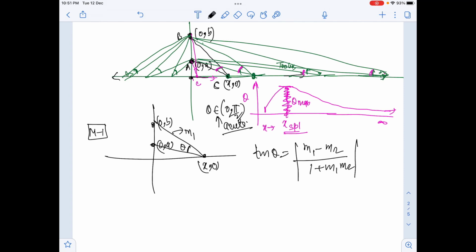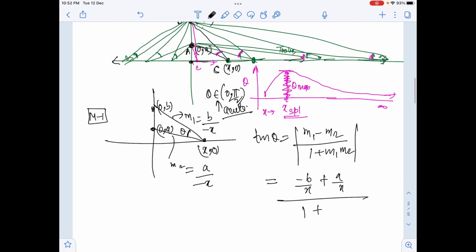Now what is the slope of this line? Let's call this m1 and this line m2. So what will be the value of m1? m1 is b by minus x, and m2 you are getting similarly a by minus x. So just put those values: minus b by x plus a by x, divided by 1 plus ab by x square.